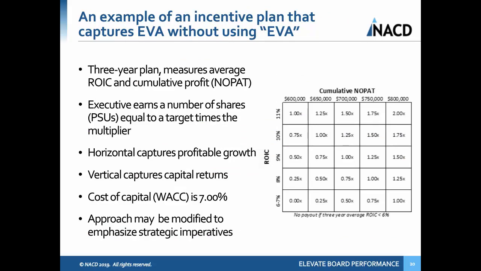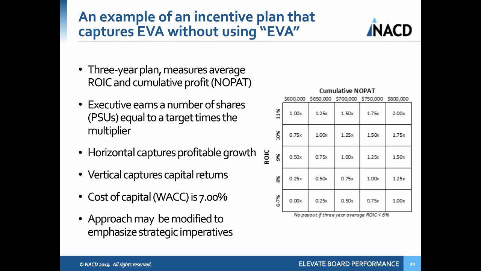So the next page is an example of a way to structure incentives that captures EVA or recognizes economic profit without using EVA per se. In this example, what we have is a matrix of return on invested capital arrayed against cumulative NOPAT, or total NOPAT over a 3-year period. The executive earns a number of shares, maybe PSUs, equal to their target times the multiplier in the matrix box. The horizontal is focused on profitable growth, and the vertical is focused on capital returns. And we know those are the key inputs to economic profit.